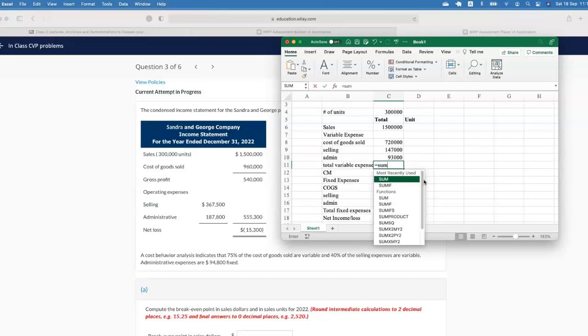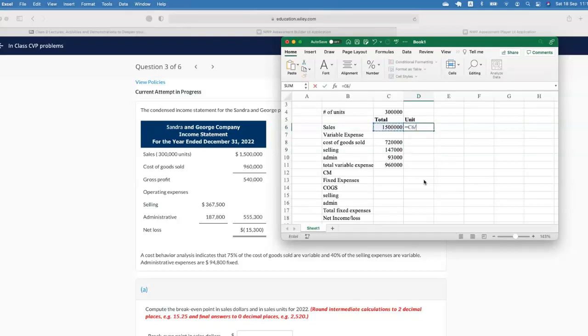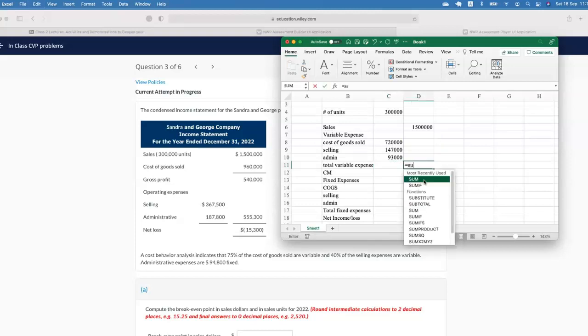Now you are not an accountant, so you're not organized. Go up and take the total and unit out of there. Take out the word unit. Take out total. Take the sales and move it into the next column, D. Then go down and take the total and move it into column D. The contribution margin is simply the total sales minus the total variable expense.